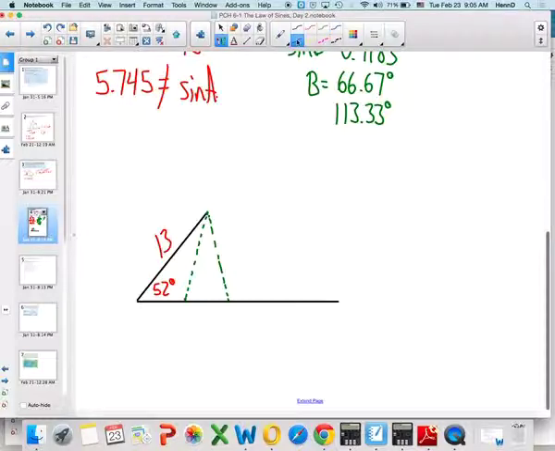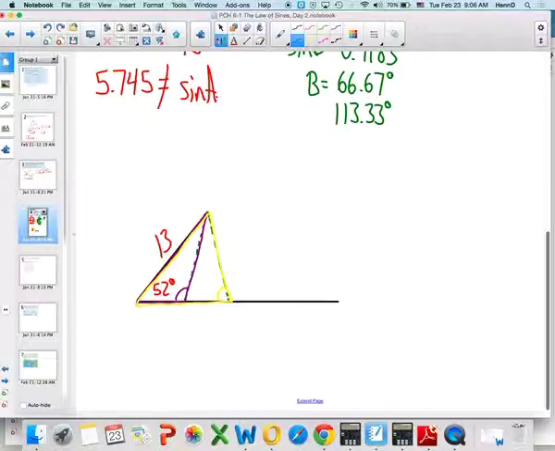So I could have this triangle right here, which would make it an obtuse triangle, or I could have this triangle right here. That would be an acute triangle. Okay? It all comes down to this angle versus this angle. And they will have the same reference angle, and they both will be valid possibilities.